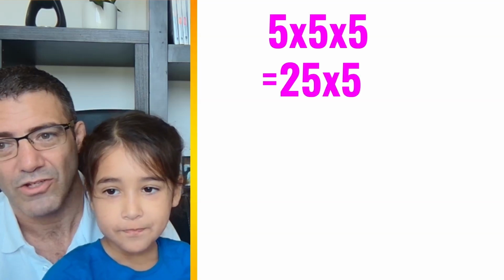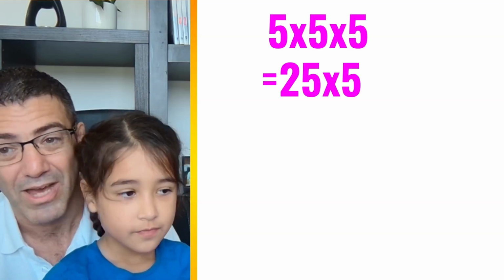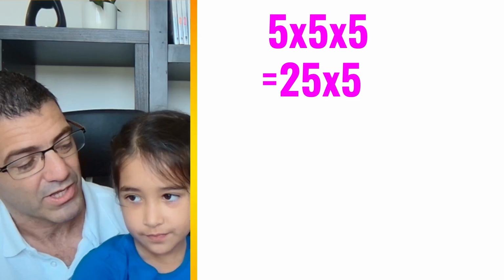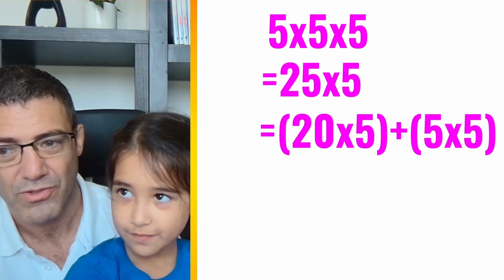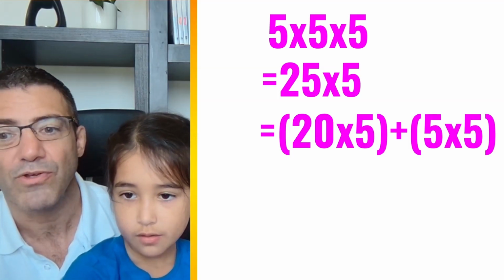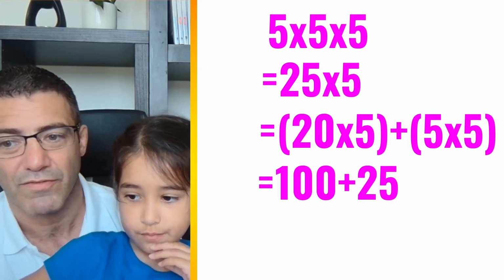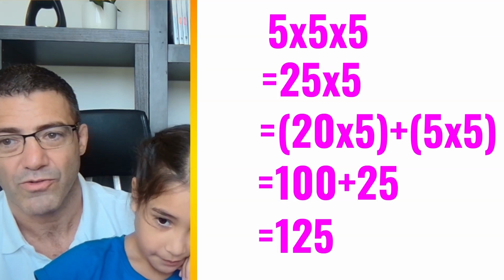5 times 5 is 25. And then you did 25 times 5. Again, I imagine you did 5 times 20, which is 100, and 5 times 5, which is 25, right? Some people might do this differently. So this is the way you did it. 5 times 20, which is 100. 5 times 5, 25. So that's 125.